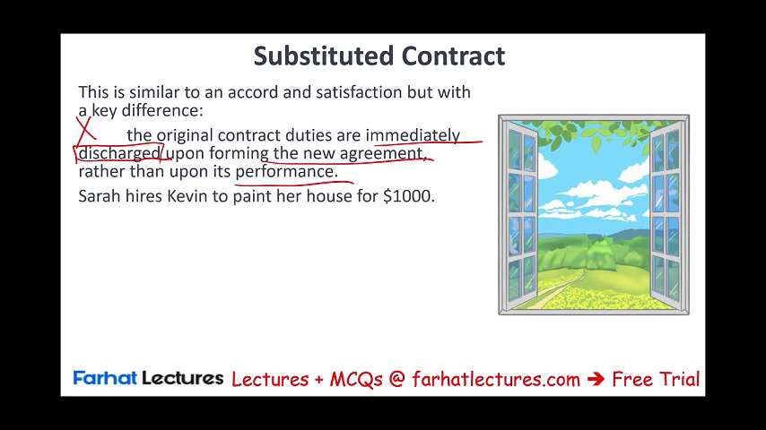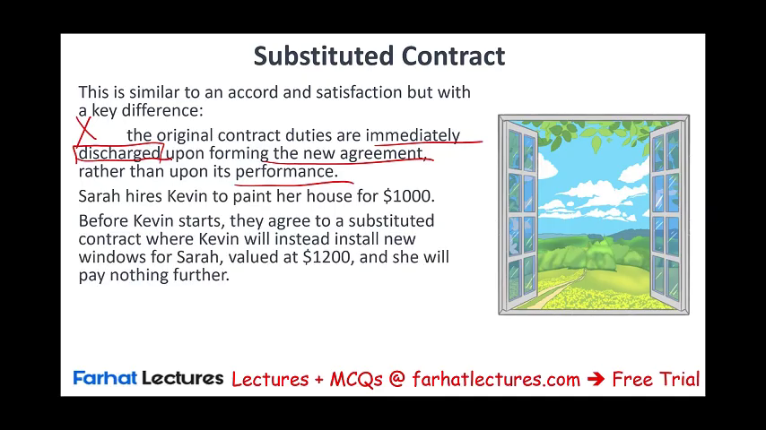Example, Sarah hires Kevin to paint her house for $1,000. Original agreement. Before Kevin starts, they agree that Kevin instead install new windows for Sarah, valued at $1,200, and she'll pay nothing more.